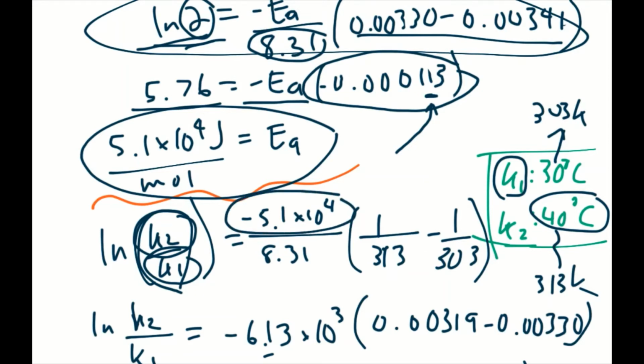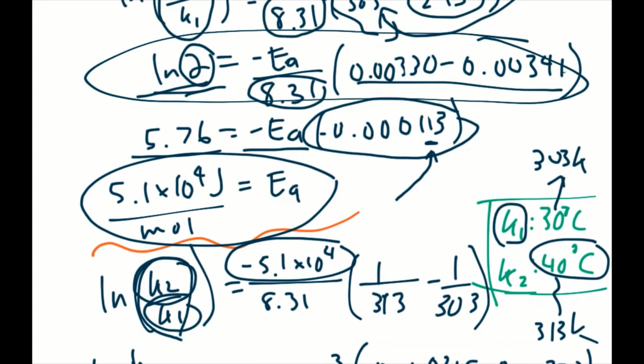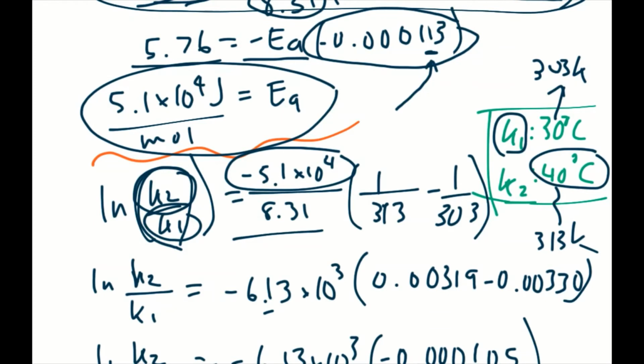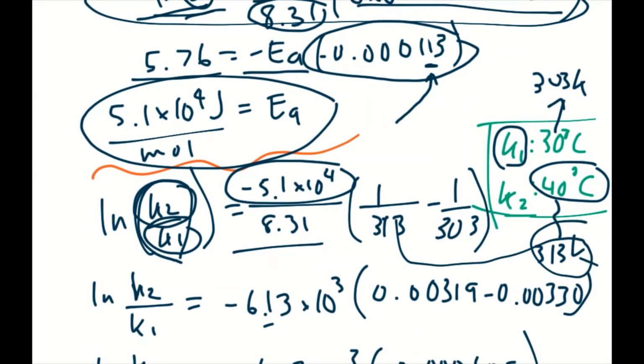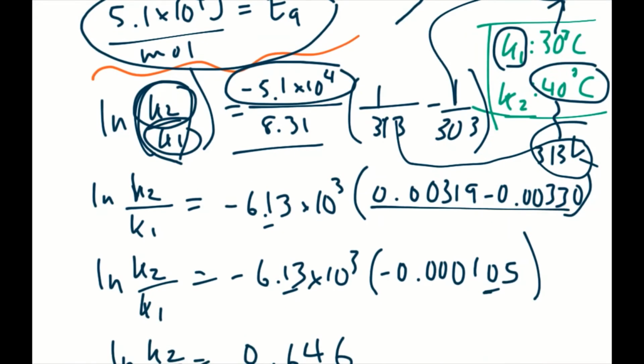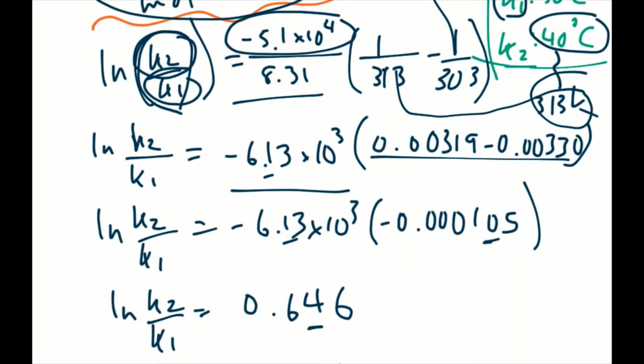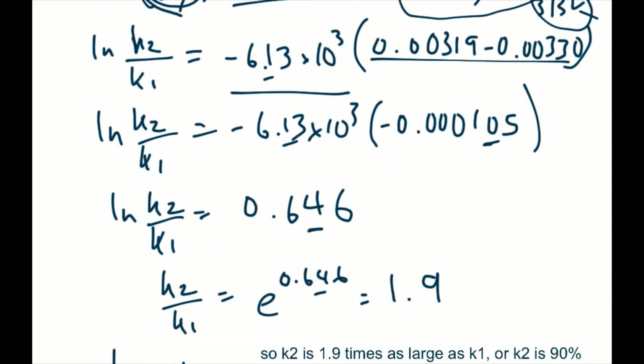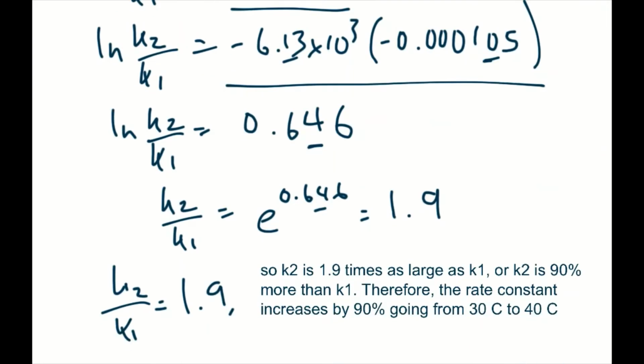So I know what EA is. It's this, but negated because there's a negative sign there. And we divide it by 8.31 once again. And we go 1 over T2 minus 1 over T1. And doing the math, converting things to decimals, keeping track of sig figs, and doing some simplification, we get that the ln of K2 over K1 is equal to 0.646, and the underline there is to keep track of sig figs.